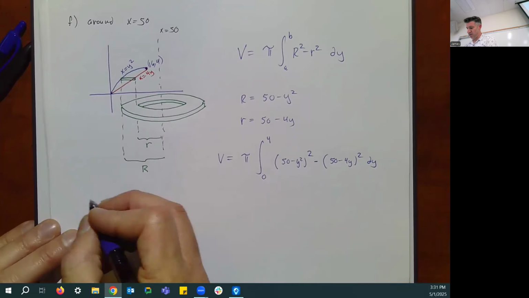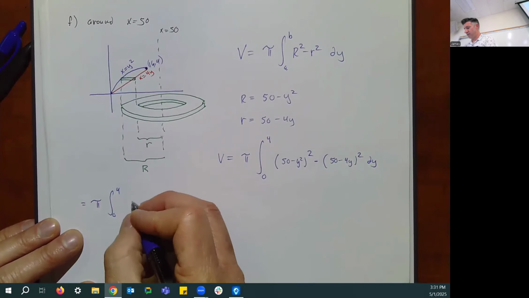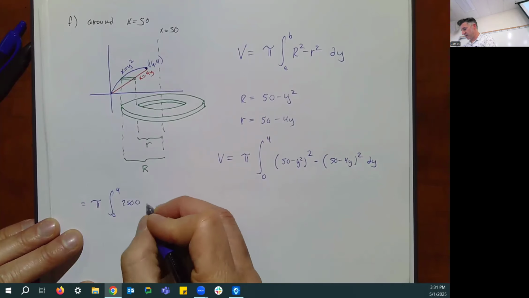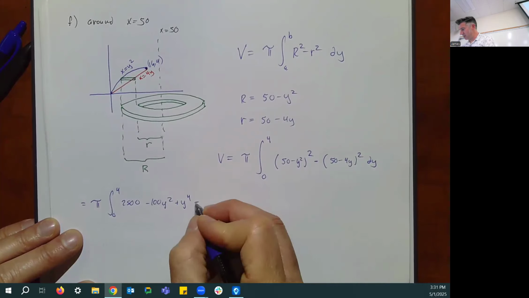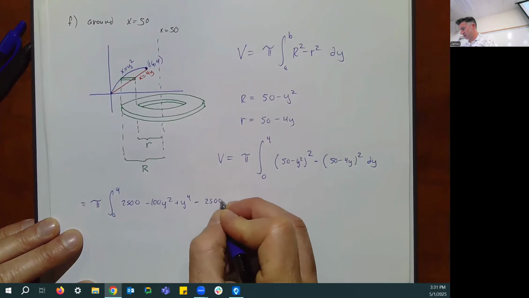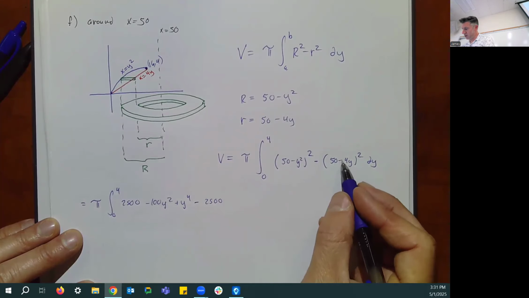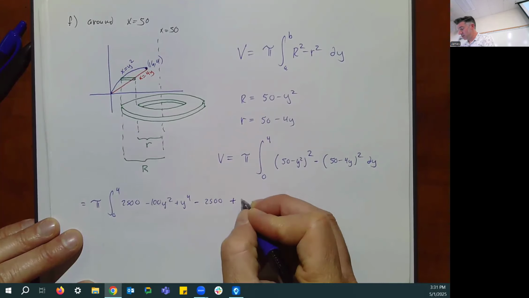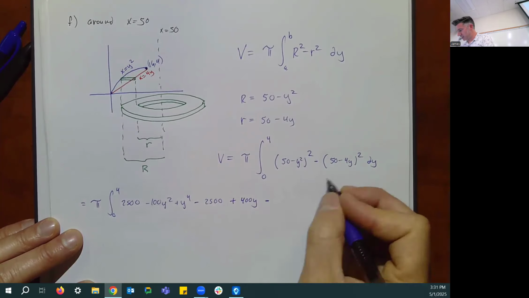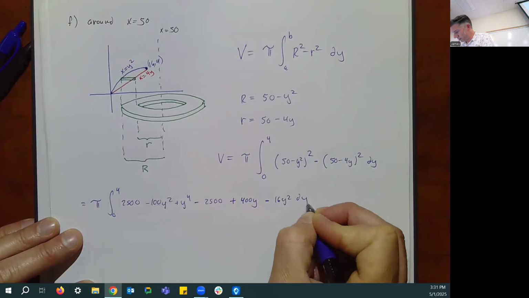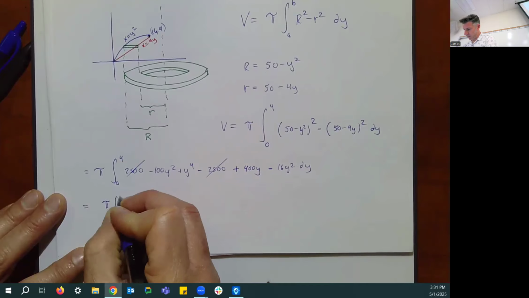I would multiply it out. Ugh, I'm regretting it already. I'd get 50 times 50 is 2,500 minus 100y squared plus y to the fourth, minus also 2,500. Cool, those are going to cancel out. Negative 200, negative 400, yeah, 4 times 50, plus 400y and then minus 16y squared. Those cancel. I can rewrite it as pi times the integral from 0 to 4.